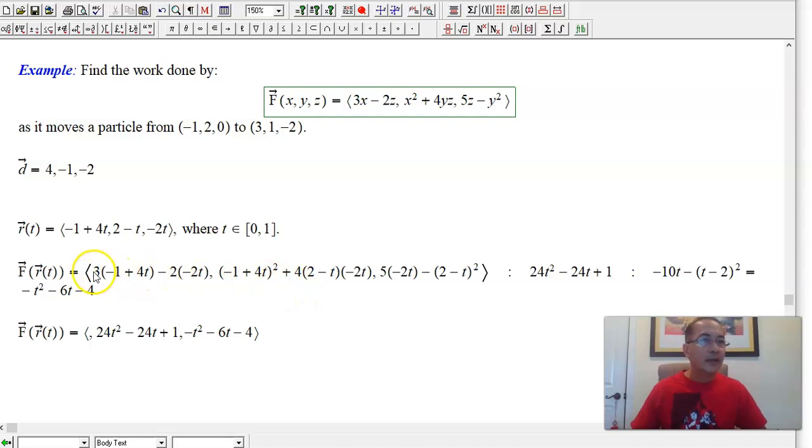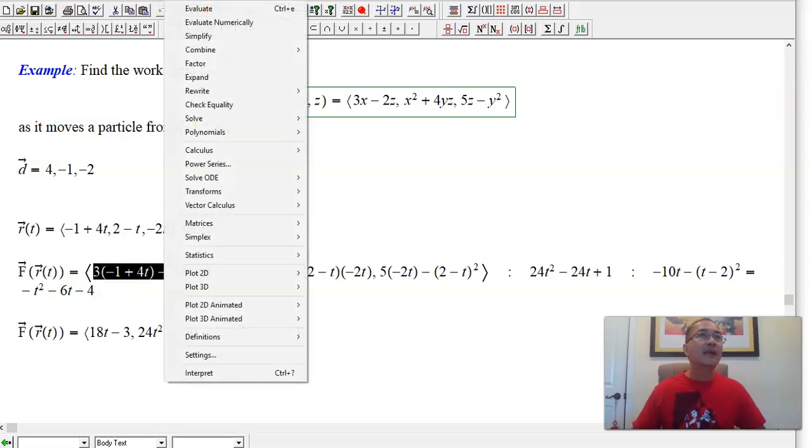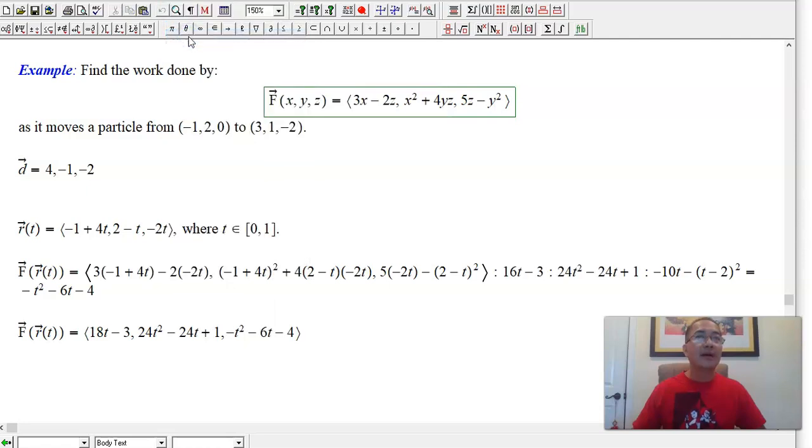And who is our x? I'll try to do that myself. 4t plus 12t is 18t and minus 3. Do I dare check if I am correct? Compute and simplify. 16. Oh, I knew I would make a mistake. What did I say? 4 and 12 is 18. Ugh, how embarrassing. 16t minus 3. So that is our force field.